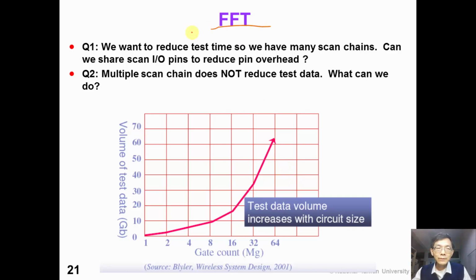Finally, we have two FFTs for you. Number one, we want to reduce the test time, so we have many scan chains. Can we share scan input-output pins to reduce the pin overhead? Number two, multiple scan chains do not reduce the test data. So what can we do to reduce the test data volume? These are two interesting questions that you can think about before watching the test compression chapter.